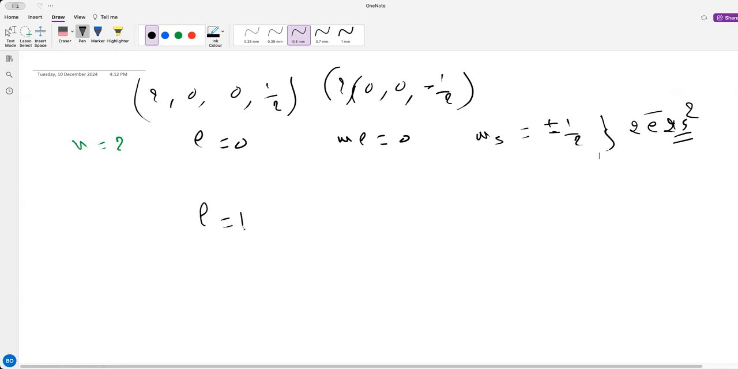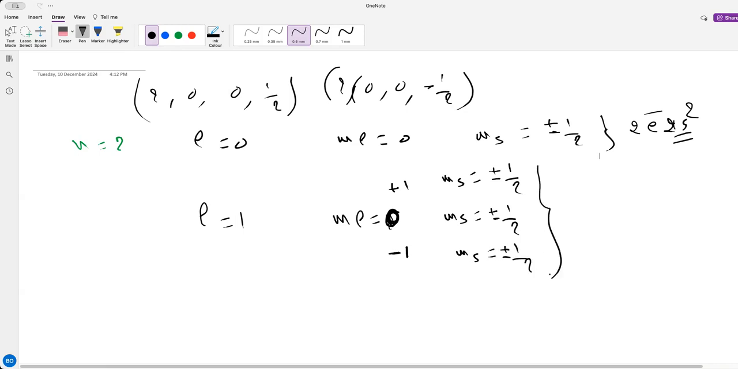If L equal 1, then ML can be 0, plus 1, or minus 1. So for each one of them, MS can take 2 values, which makes it 6. So the total you can put here is 2p6, right?